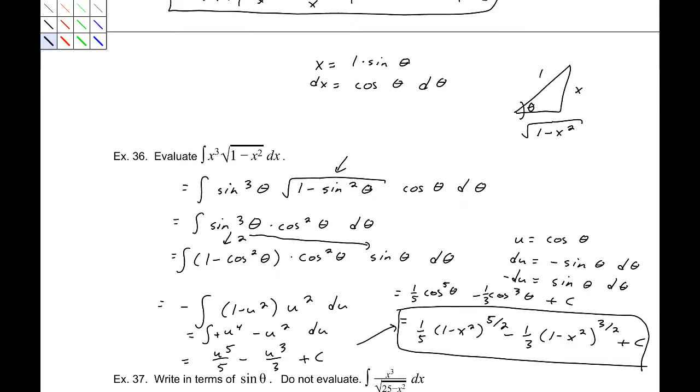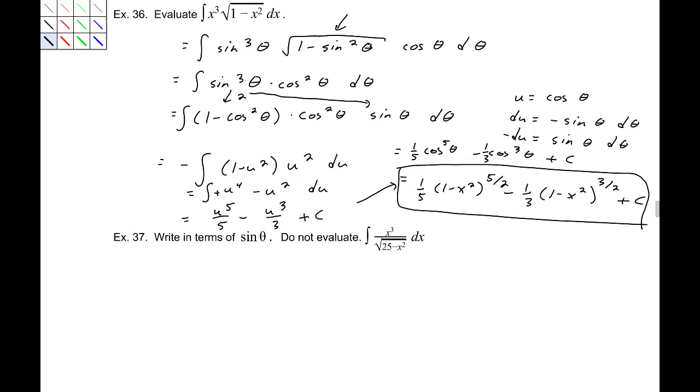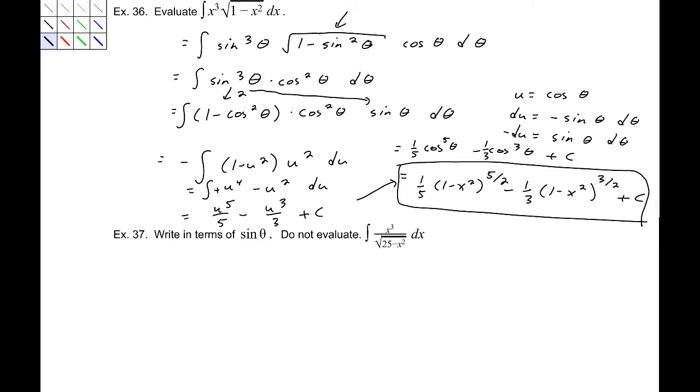Okay, let's look at number 37. This one we are not going to evaluate. We are going to replace this in terms of sine. Okay, so first notice that we have a squared minus x squared. So we'll go ahead and make a substitution of x equals 5 sine theta, and dx is 5 cosine theta d theta.